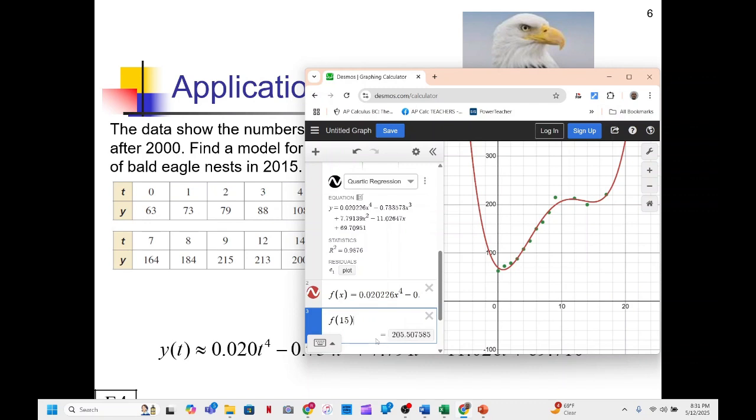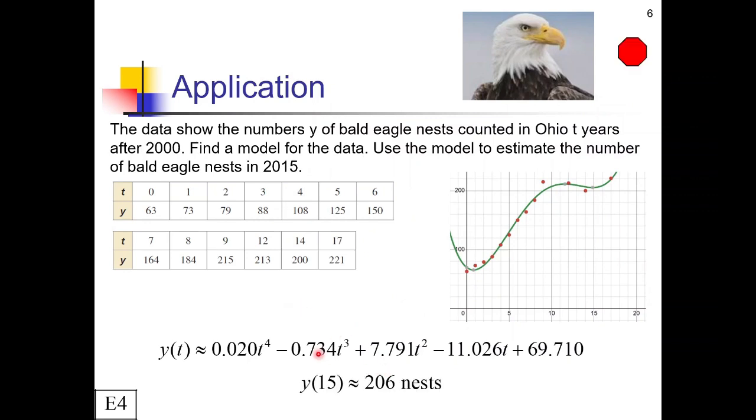And we see that that comes to about 205.507. So we can round this off to 206 if we round up. So this is going to be approximately 206 bald eagle nests.